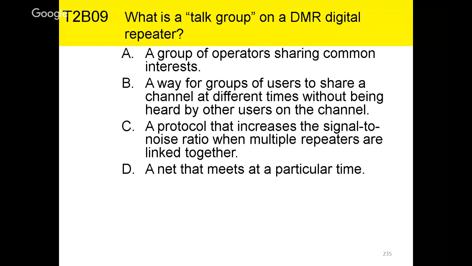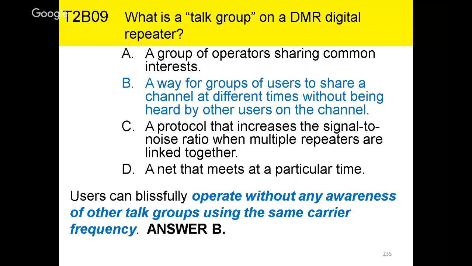What is a talk group on a DMR digital repeater? A talk group basically is a way for groups of users to share a channel at different times without being heard by other users on the channel. There's a lot to this, and I'm not even going to get into it. The person who has more know-how than I do is Kevin, W3XOX, and he can explain that in more detail.